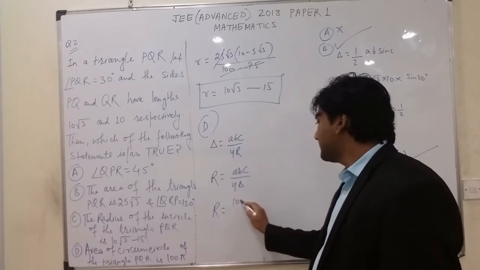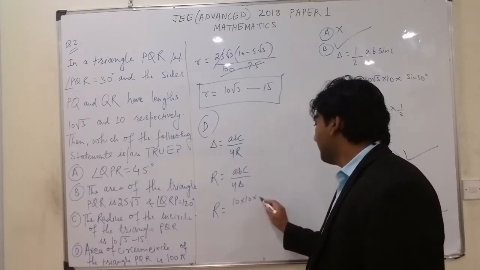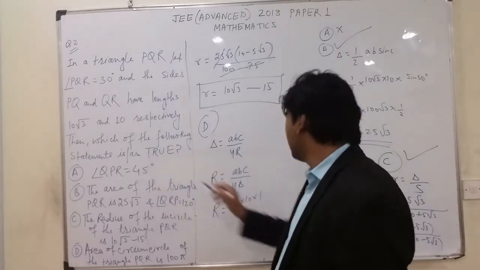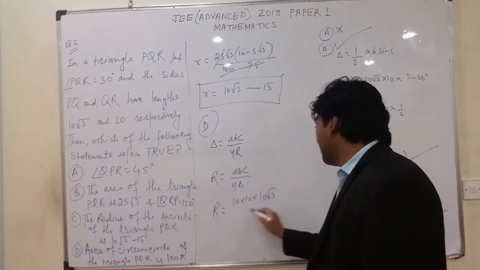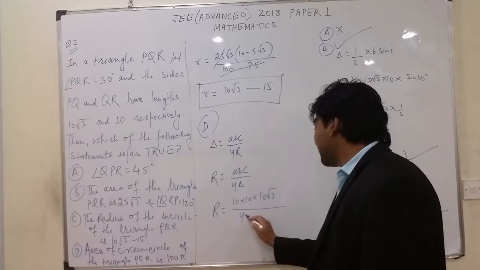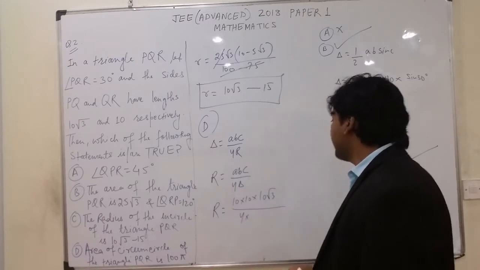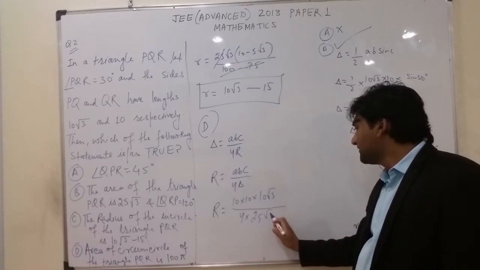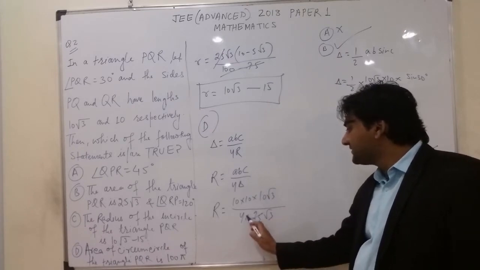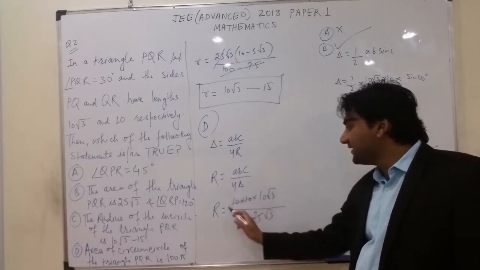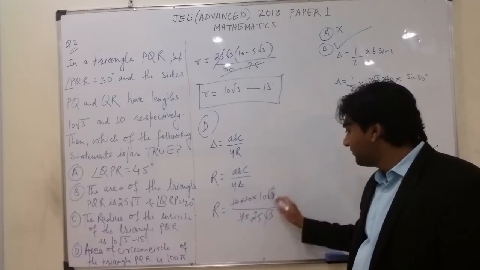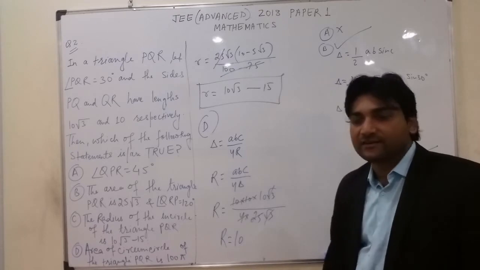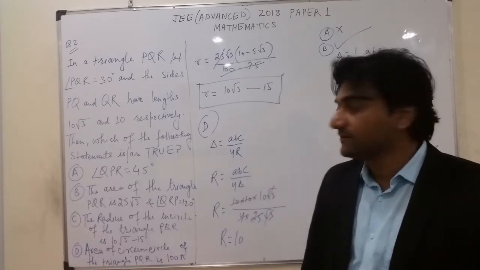So one side was 10, another was 10, and another was, I think, 10 root 3, over 4 times delta. Delta means area of the triangle, which we already found, that is 25 root 3. 25 times 4, that is 100, and this 100 will cancel, and root 3 and root 3 will also cancel. It means capital R we got 10. It means circumradius we got 10.